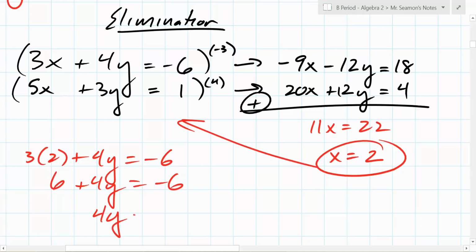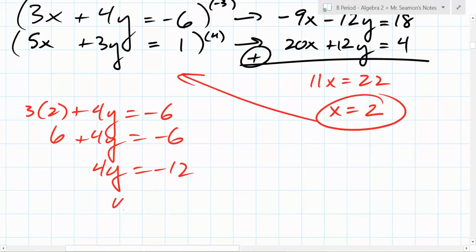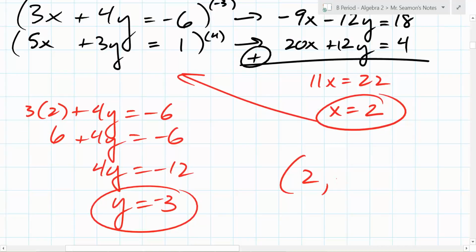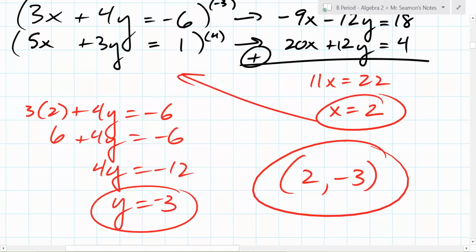So what do you get? 4y is equal to negative 12. So what does y equal? Minus 3. So what's the answer? 2 comma negative 3. I love the answer written as a point.